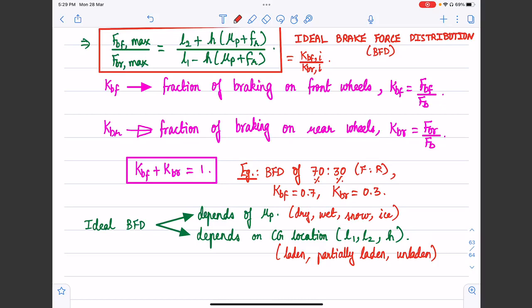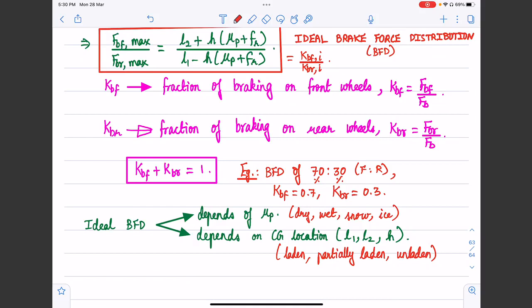Now, during the vehicle's operation, we can't just go and change the brake system. The friction brake system is what it is. We have designed and sized it for the best operating conditions which we think we will encounter in practice, and then done the manufacturing and assembly. But when suddenly the road conditions change, the ideal brake force distribution changes, so what do we do about it? That's one interesting perspective that comes from the dependence of the ideal BFD on mu p. That's point number one.